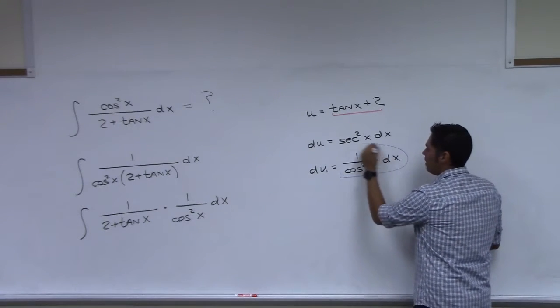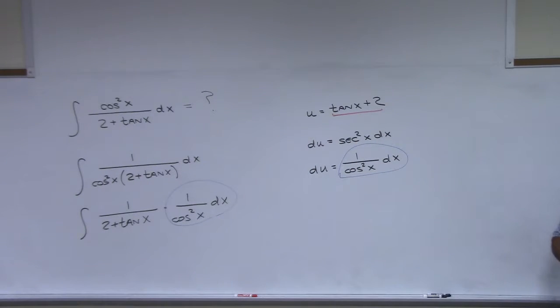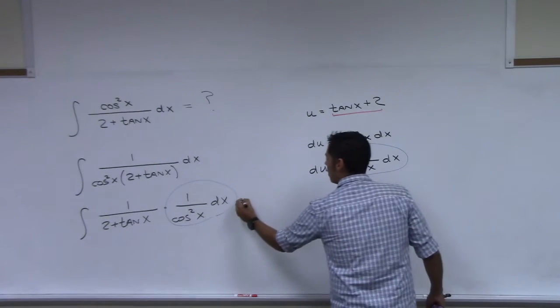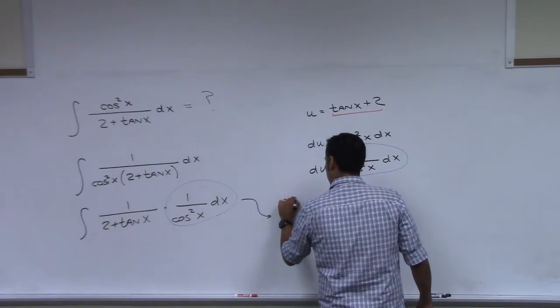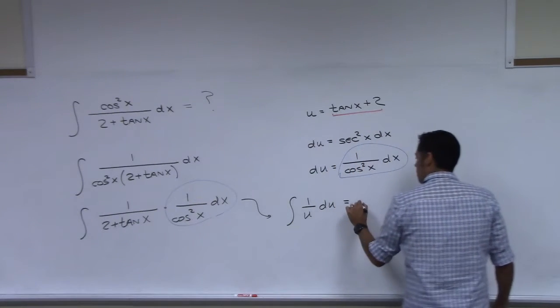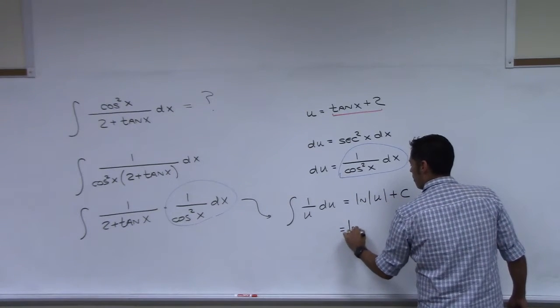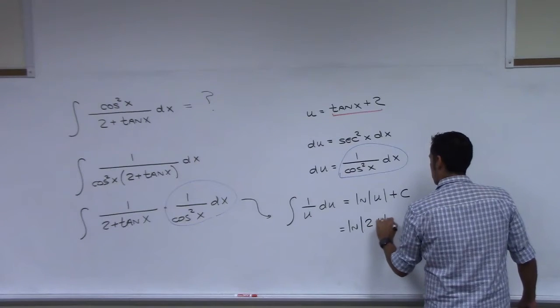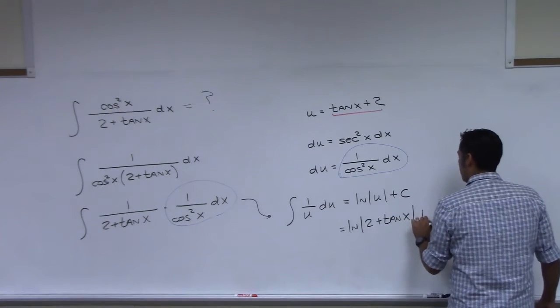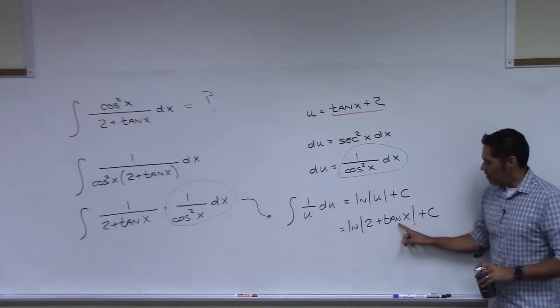And now look at this. All of this matches that. So I'm going to replace everything there with du, right? And the other part is just 1 over u. So this integral becomes the integral of 1 over u du. And what's the antiderivative of that? Natural log absolute value u plus c. But then what was u? Every time I say that, what was u, it seems like bad English. What was u? Okay. Yes?